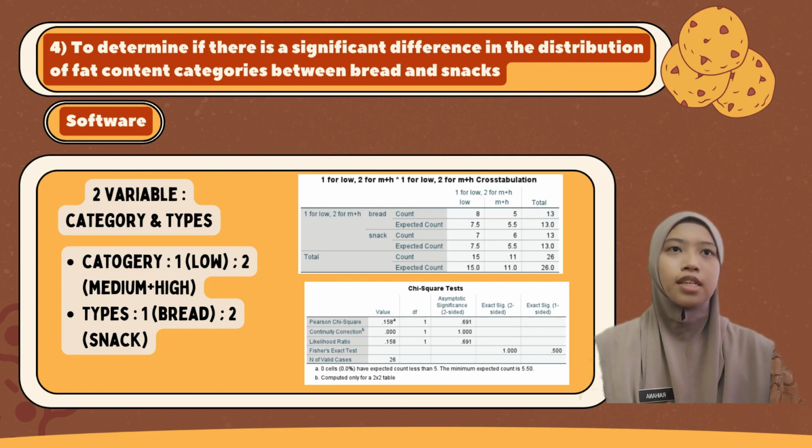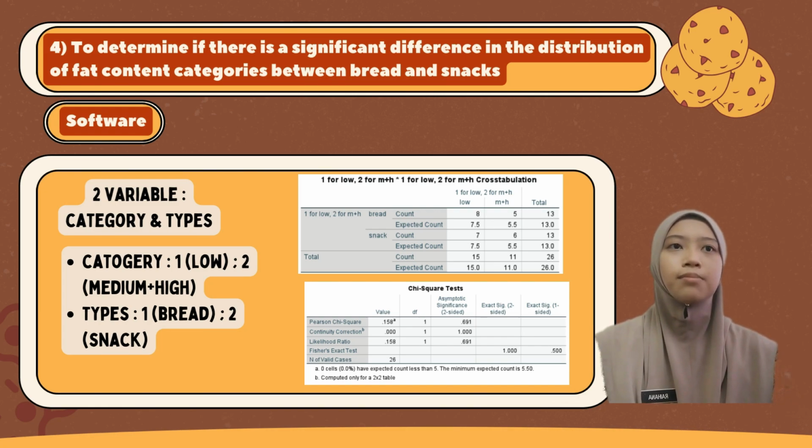After that, we analyze the data, and for the bread, the count and expected count are the same, which is 13, and for the snack also, the count and expected count are 13. So for the total, for bread and snack, we get 26. For the asymptotic significance, two-sided, we get 0.691.